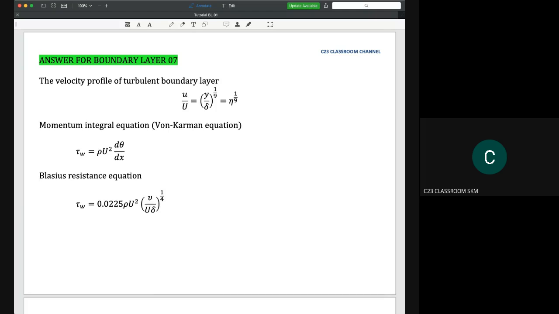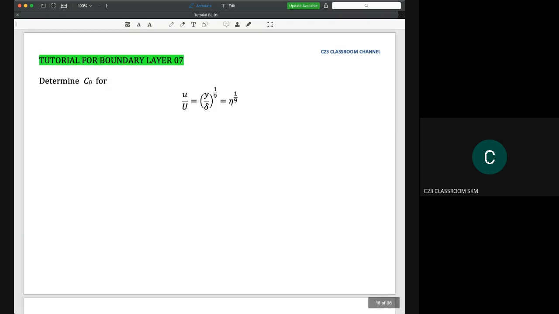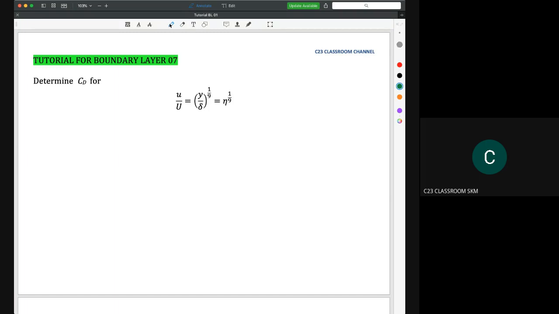Okay, this is the question for tutorial for boundary layer number 7. The question is simple. Let's say you have a velocity profile u over U equals y over delta to the power of 1 over 9. You may write y over delta to the power of 1 over 9, or you could write eta to the power of 1 over 9. And then the question is, you need to calculate the value of CD.